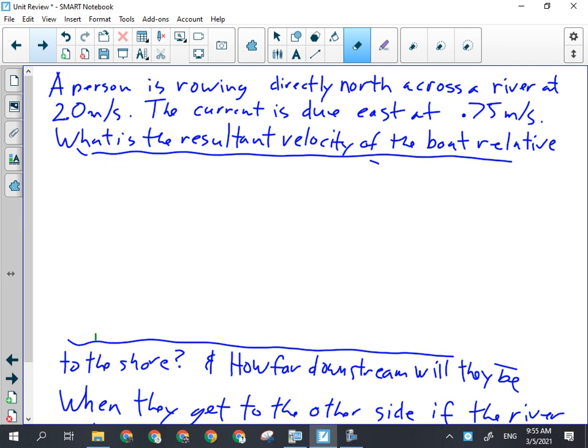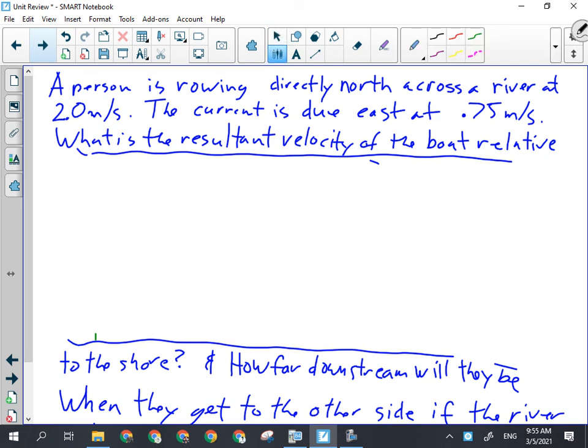Okay. All right, so a person is rowing directly north across a river at 2.0 meters per second. Is this a rowing across or a going across? Rowing across. The current is due east at 0.75 meters per second. What's the resultant velocity of the boat relative to the shore?